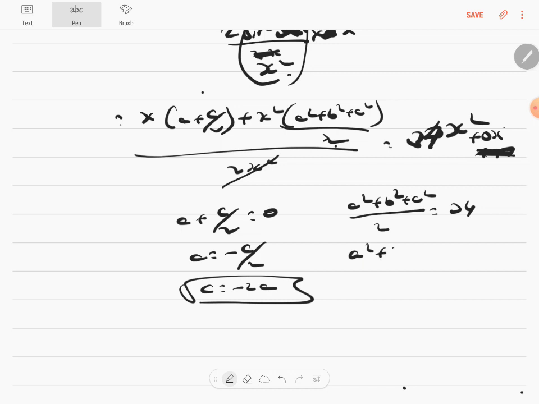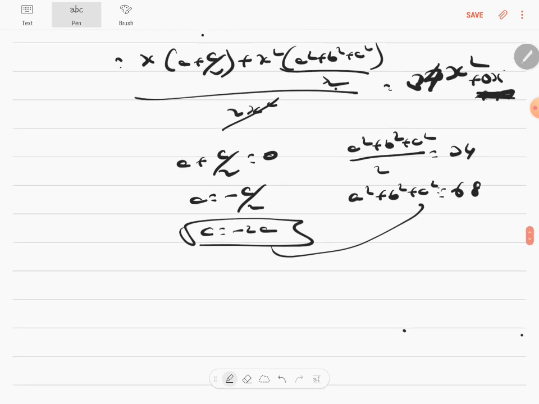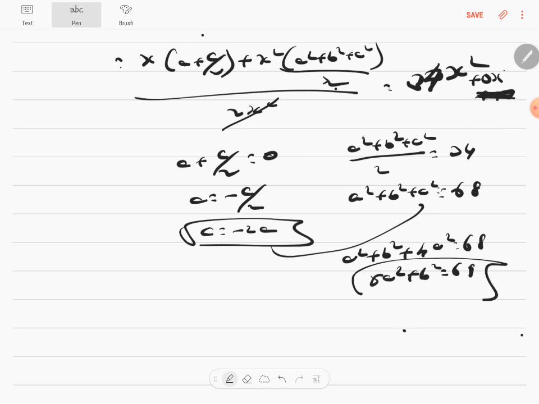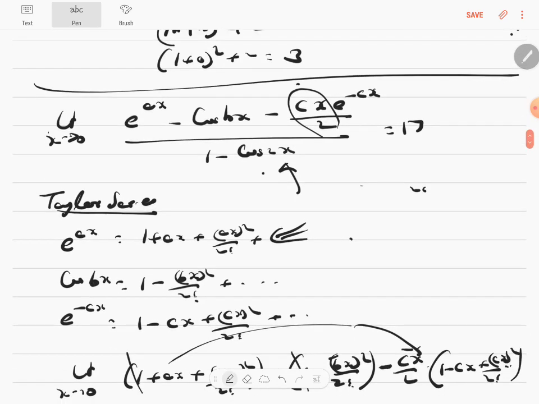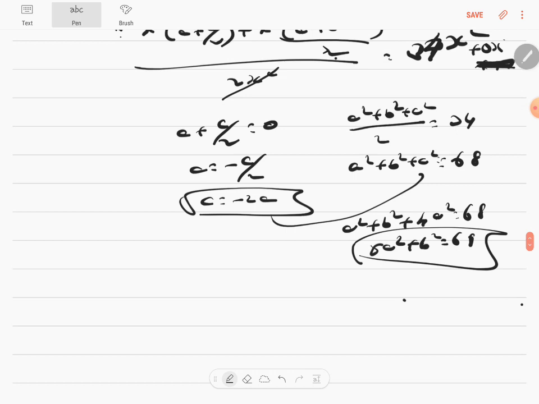So a square plus b square plus c square is equal to 68. And c itself is minus 2a. So a square plus b square plus 4a square is equal to 68. 5a square plus b square is equal to 68. And that's exactly what you need to prove. I didn't write the proof though. Let me tell you that the proof for this sum is this, where you have to find 5a square plus b square, which is the question. So thus you find this. I hope it is useful. It's very, very interesting.